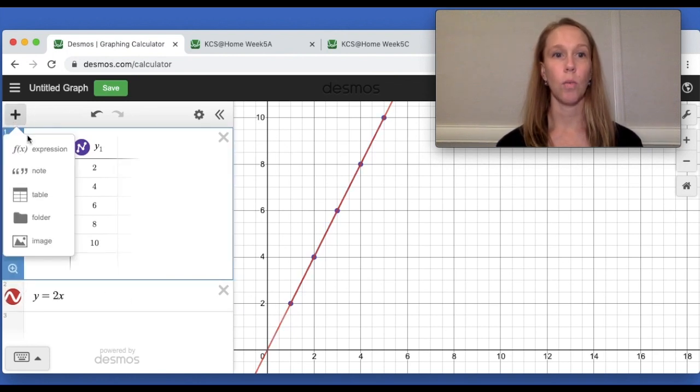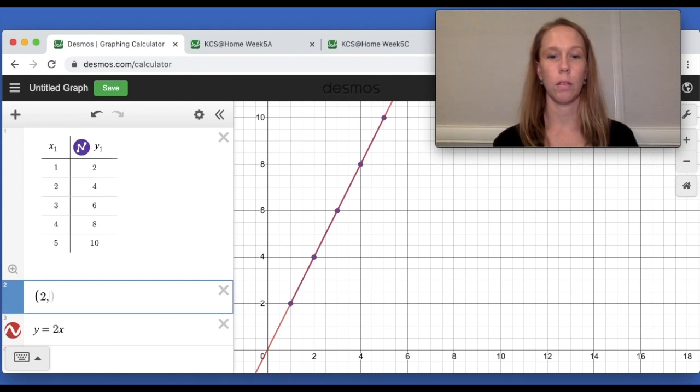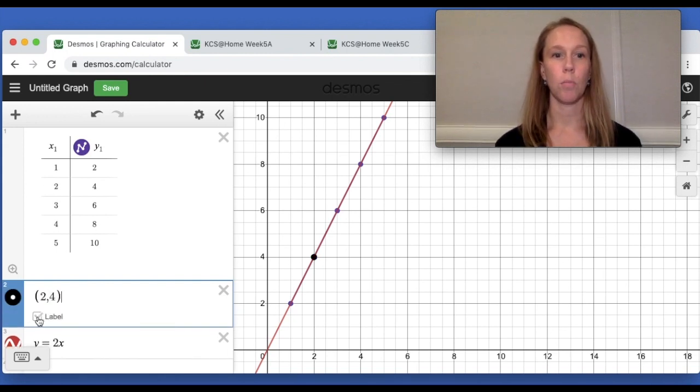I might also want to add just a simple point. So if I want to choose a point on the line, let's say I'm going to choose 2, 4, I could put in that point. It gives me an option to label it. And now I can see that that is a point on this line, or a solution, or a part of this function.